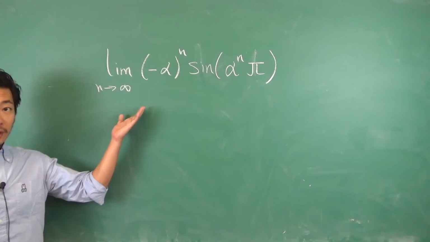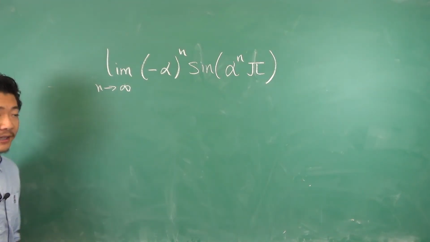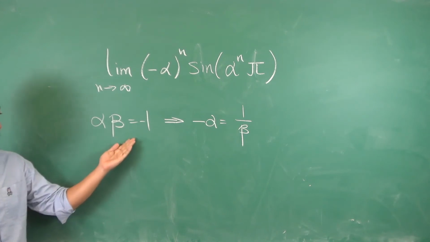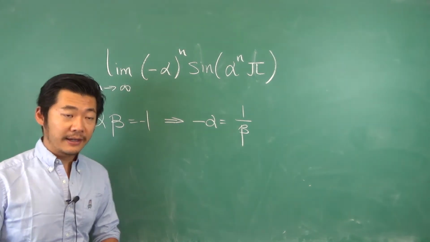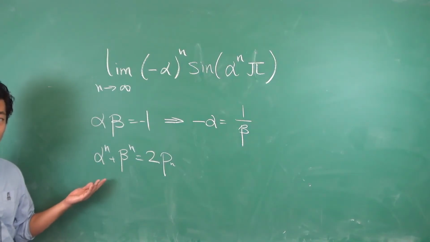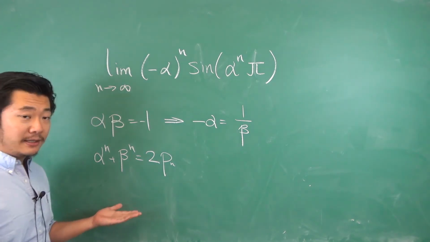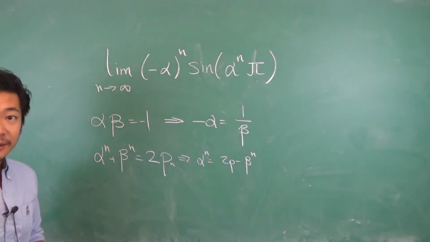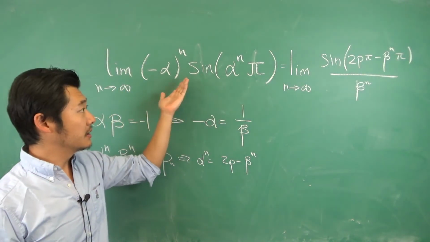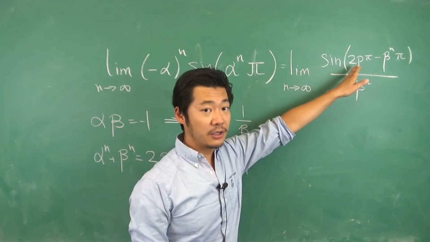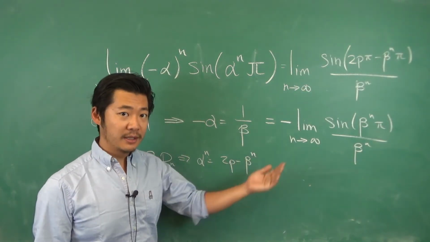Now the second part is to compute this limit, but that's not too bad. We first use the fact that alpha times beta is negative 1, so that negative alpha is 1 over beta. And we also use the fact that alpha to the n plus beta to the n is an even integer from the previous part of the problem, so that we obtain something like this. We can rewrite our limit in terms of the betas instead of the alpha, but this is an even integer, and sine is 2 pi periodic, so actually we want to study this limit.